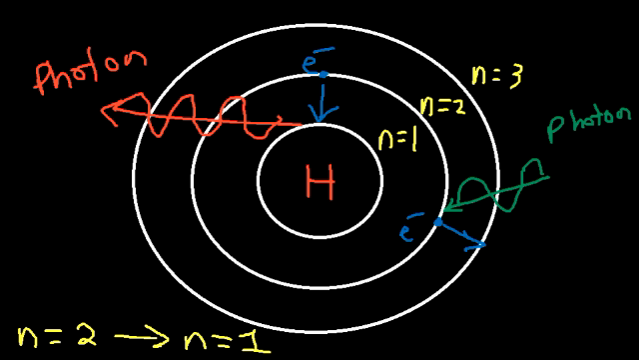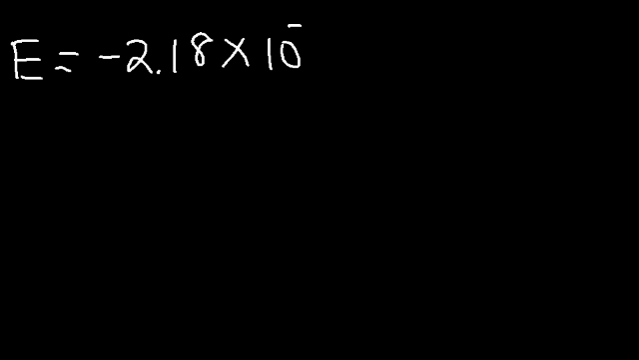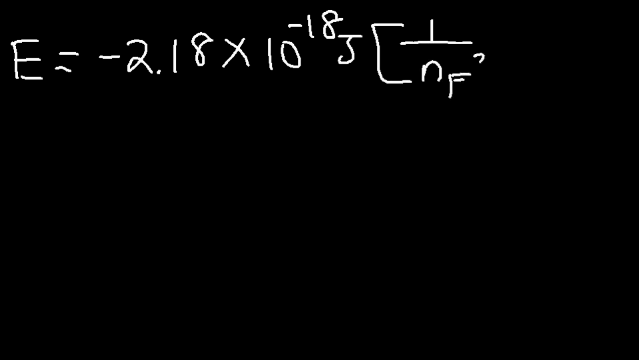Now, there's an equation that we can use to figure this out. And here it is. E is equal to negative 2.18 times 10 to the negative 18 joules, times 1 over n final squared minus 1 over n initial squared. So you can use that equation to find the energy of the photon that's emitted or absorbed by the electron whenever the electron moves from one energy level to another energy level.